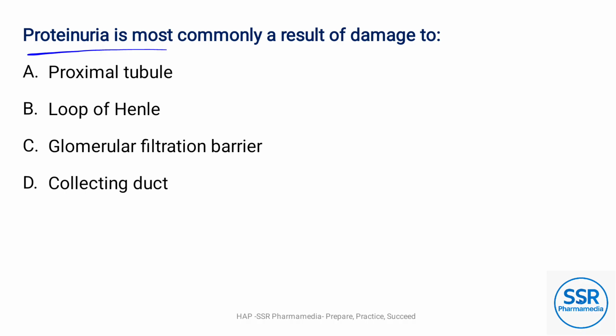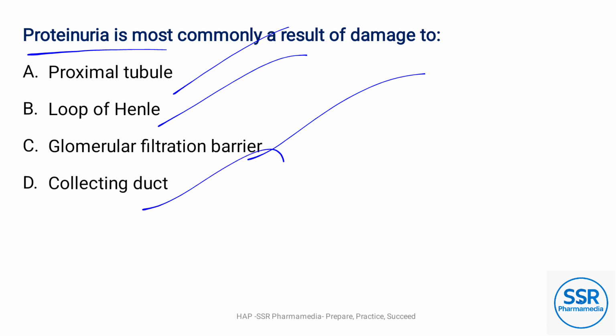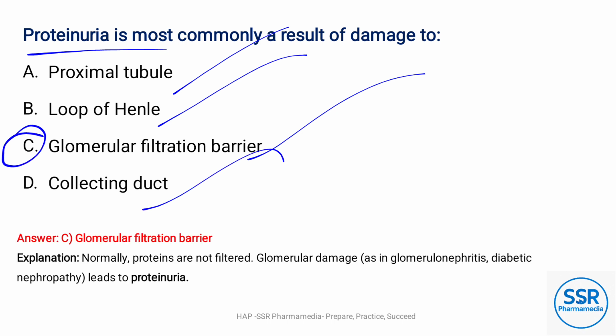Next, proteinuria is most commonly a result of damage to option A, proximal tubule; option B, loop of Henle; option C, glomerular filtration barrier; option D, collecting duct. So the answer is option C, glomerular filtration barrier. Normally proteins are not filtered. Glomerular damage leads to proteinuria.